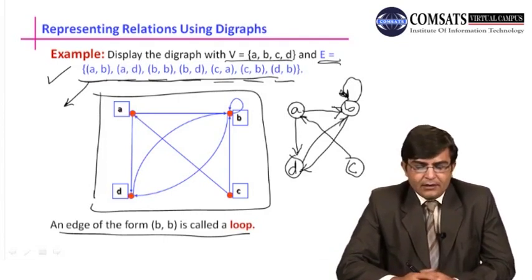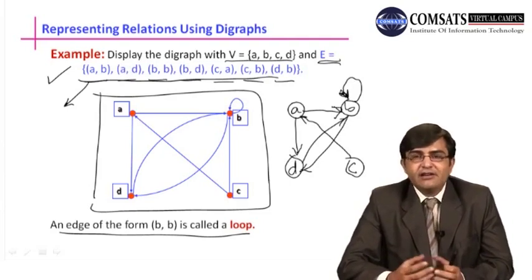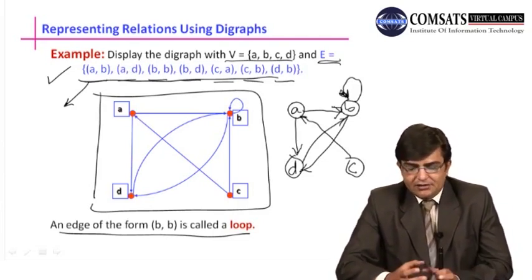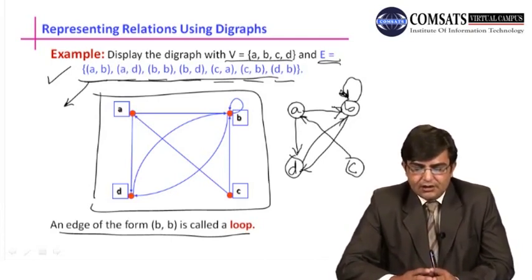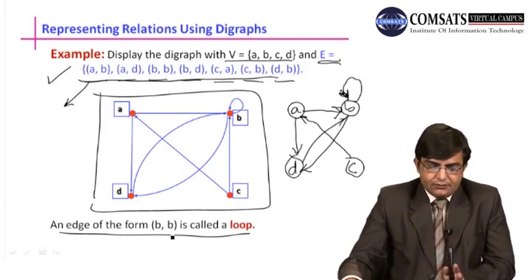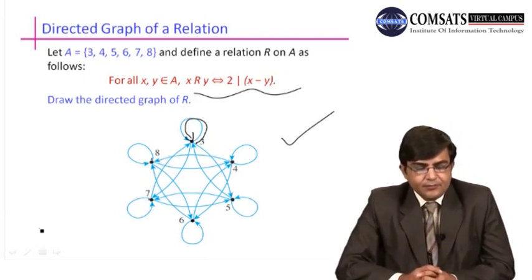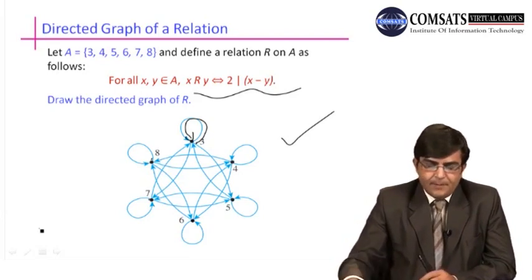So here in these two examples we have learned how to draw a digraph from a given relation. Similarly, if we are given a digraph or a directed graph, we can write the relation, what relation this digraph shows. So these two examples are basically the examples of directed graphs which show the relation.